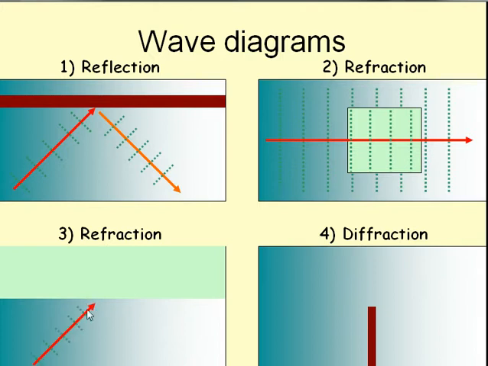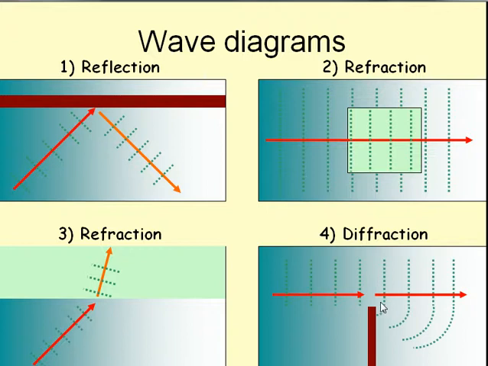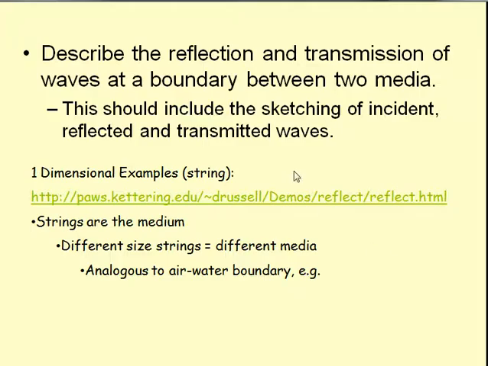Here we have a light ray in red, and it enters a more optically dense medium and it bends. And diffraction, just quickly as an example here, is light or waves bending around corners or edges of objects. Okay, so between two mediums, you need to be able to sketch incident and reflected or refracted waves.